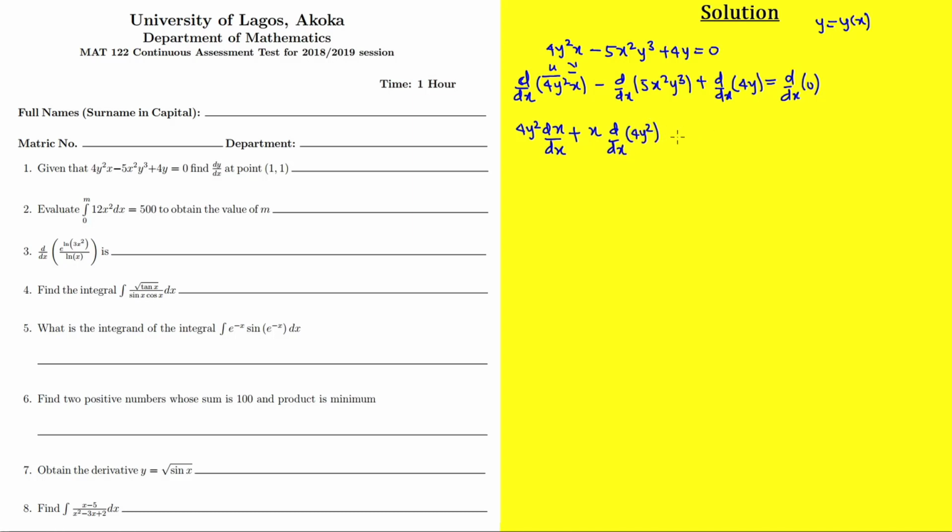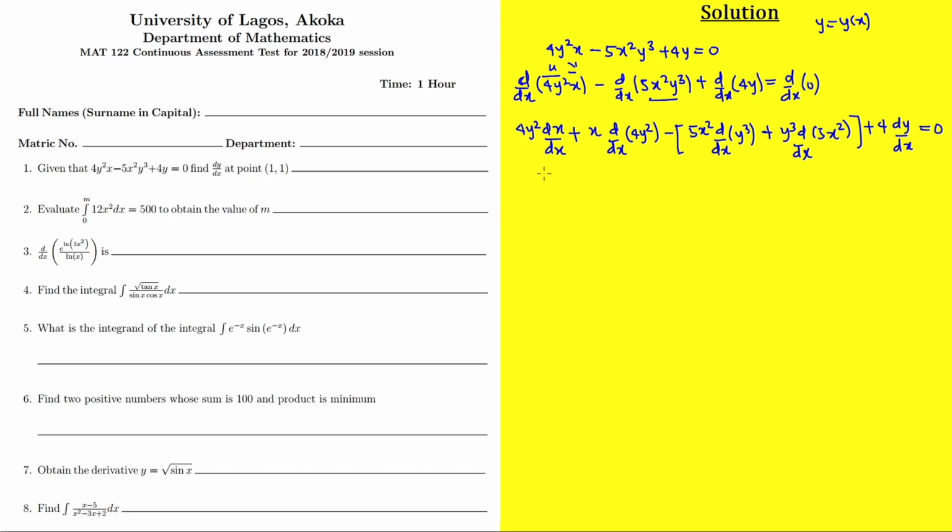Then minus here, we have 5x squared times d/dx of y cubed, then plus, because we are applying the product rule here also, y cubed times d/dx of 5x squared. Then plus 4 dy/dx, to be equal to 0.